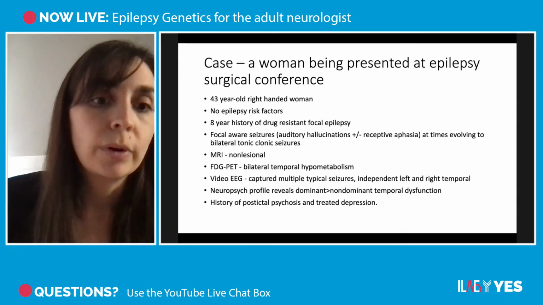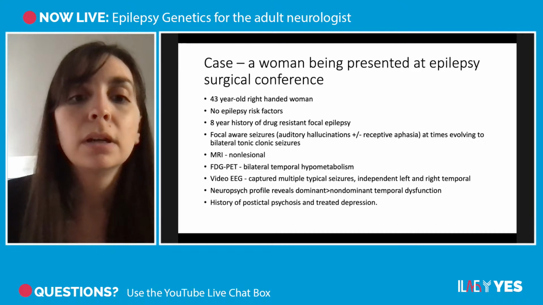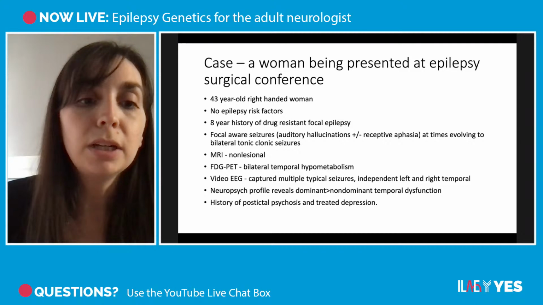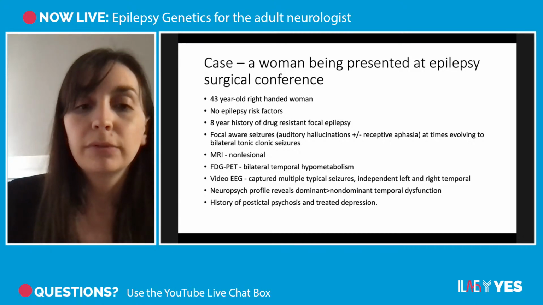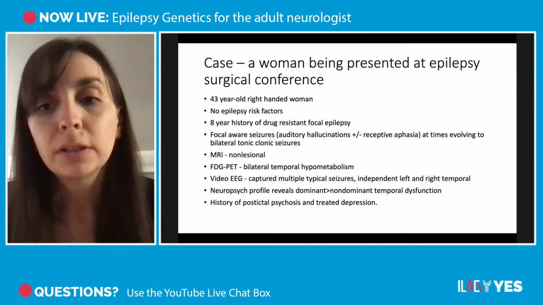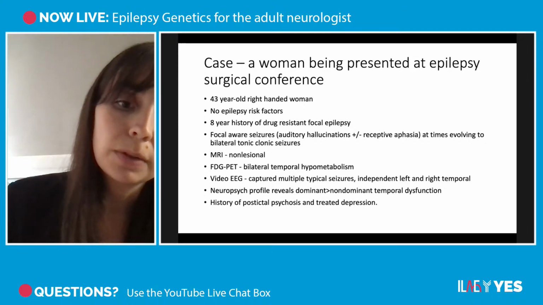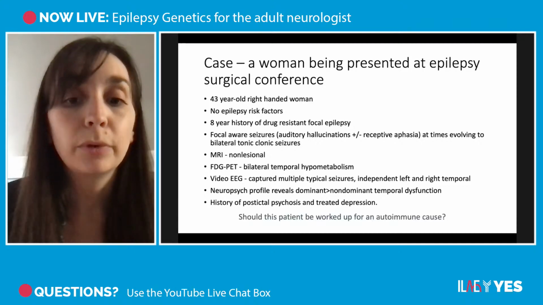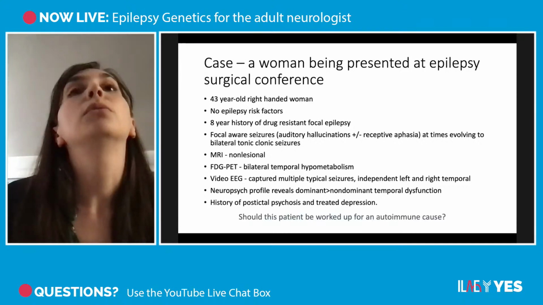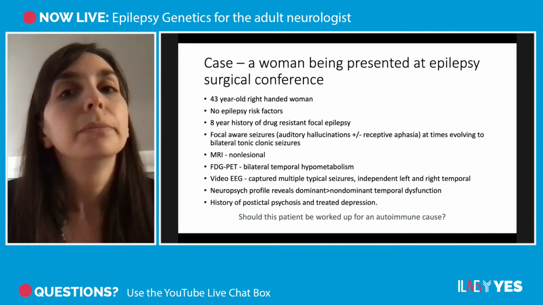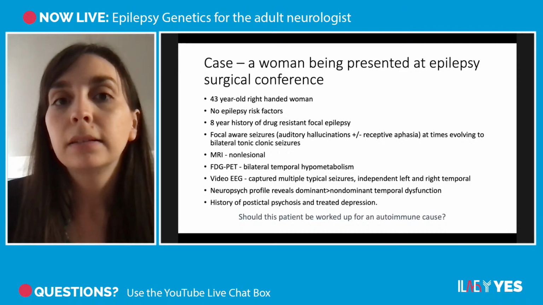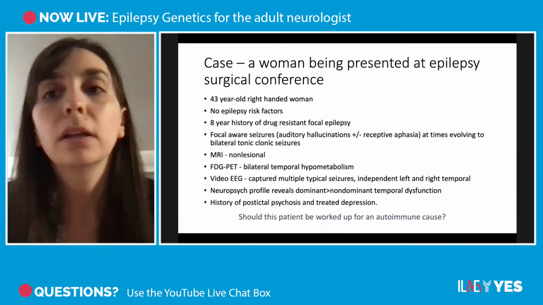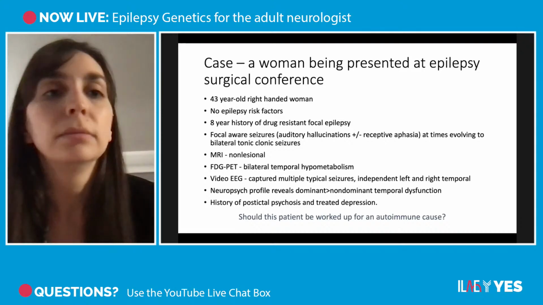She has a non-lesional MRI, bilateral temporal hypometabolism, multiple seizures captured from independent left and right temporal regions, and a neuropsych profile that shows dominant rather than non-dominant temporal dysfunction. She's had postictal psychosis before, and she now has treated depression. Okay, so is this someone that if you saw in your clinic, you would think, well, I should do an autoimmune workup? I suspect that not everybody in the audience would agree on the answer. Many of you would say, well, yes, I would actually probably send a serum panel.